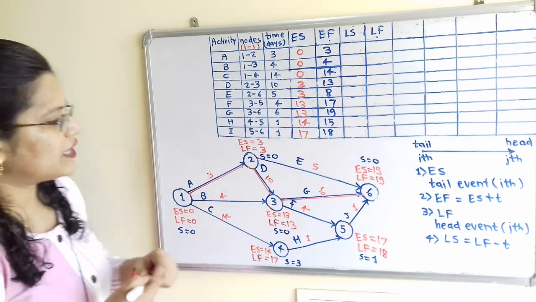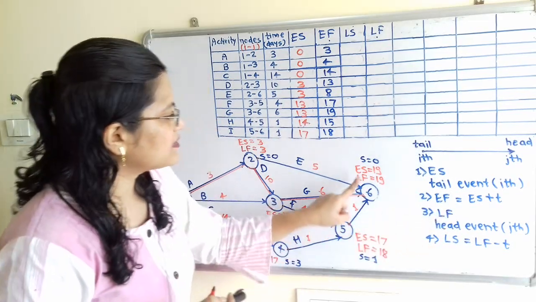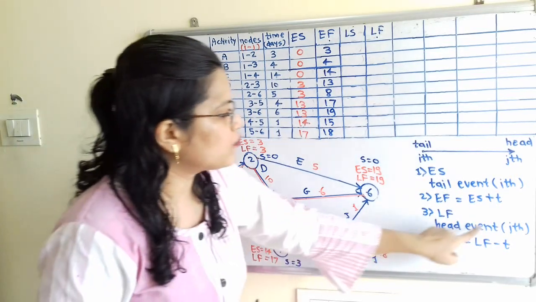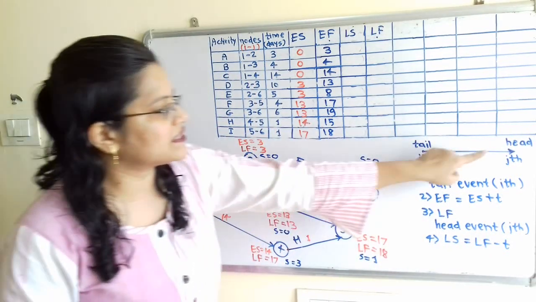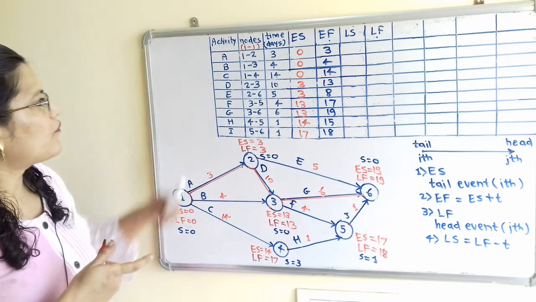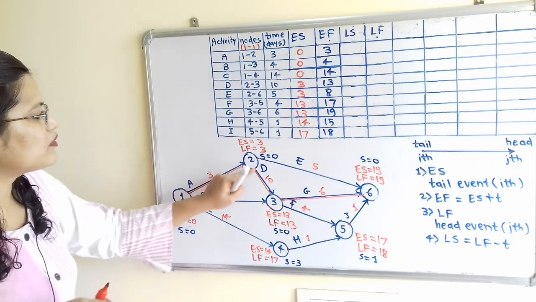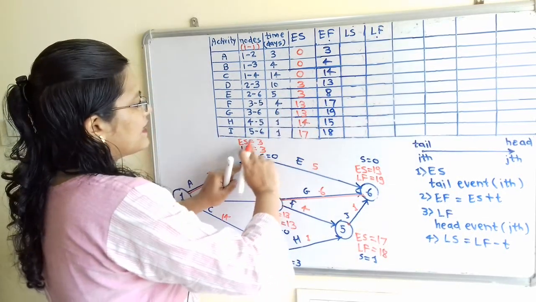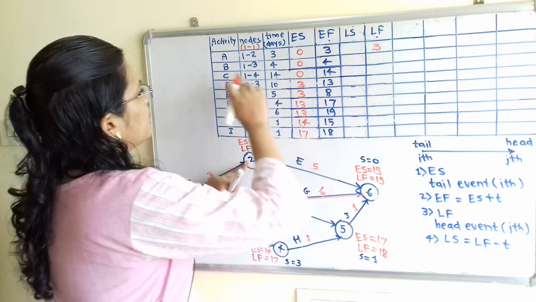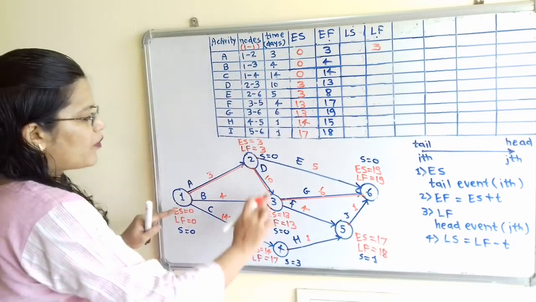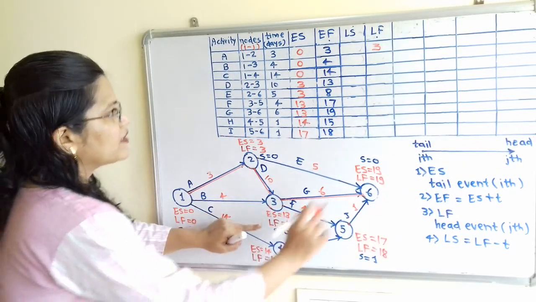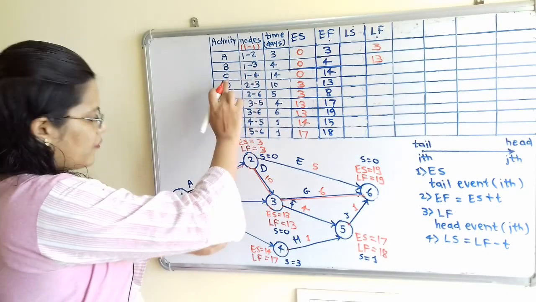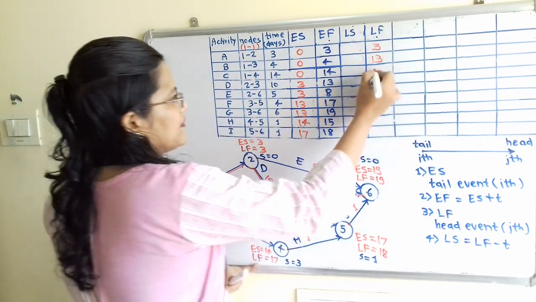Now we will move to calculate LF, the latest finish. For the latest finish of each activity we have to refer to the jth event, which is at the point of the arrow. Now for activity A, the arrow is at node 2. So at node 2, what is the value? LF is 3, from the diagram. Then for B, it is 1 to 3. The arrow is at node 3, so here it is 13. Then the jth event is 4 for activity C. So for 4, LF is 17.